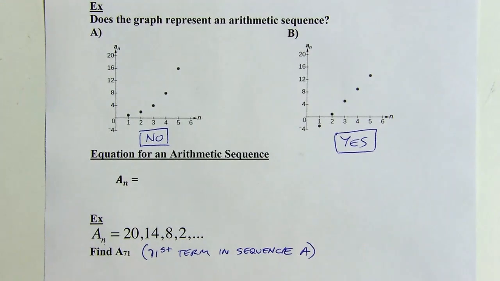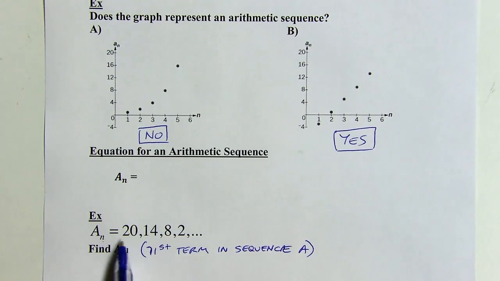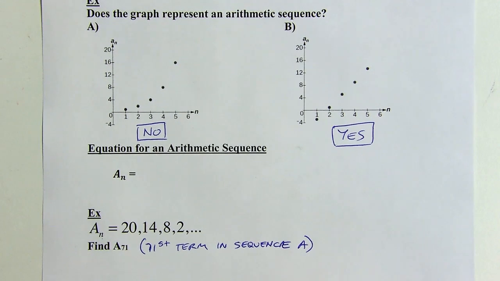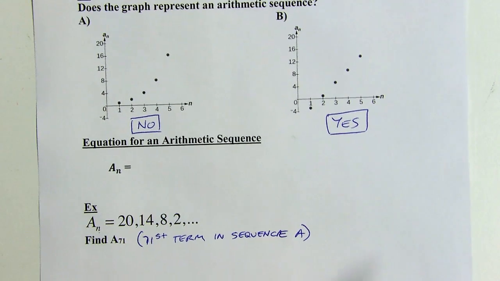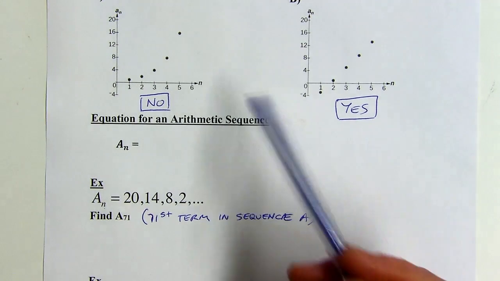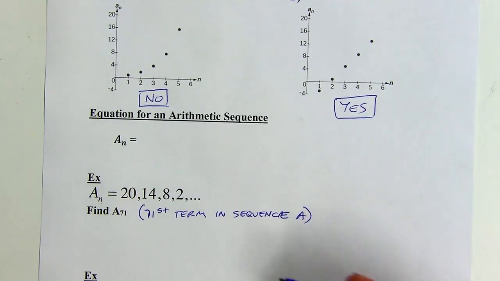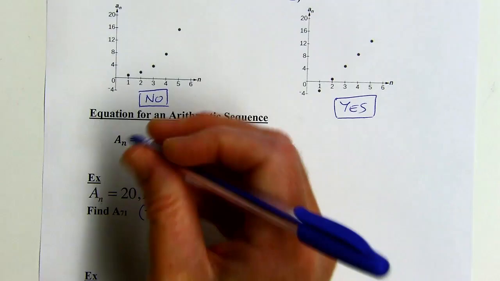Okay, that's what those directions mean. So I could start building it. I can see I'm going to be subtracting 6 to get from term to term, and I could build this sequence out until I have 71 terms and then find out what the 71st term would be. That's going to be pretty tedious and take a while. So we have an arithmetic sequence equation that's going to help us to solve problems like this much quicker.